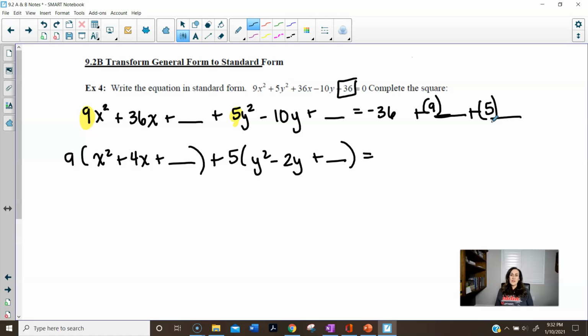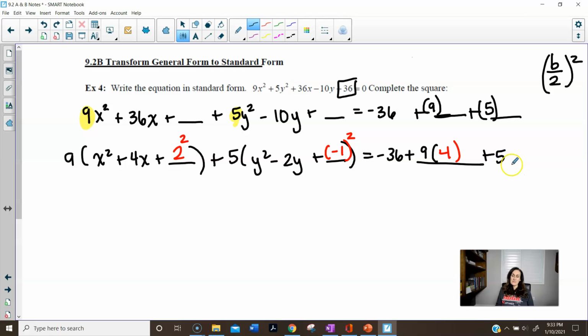All right, so now I'm ready to complete the square, which is take b, divide it by 2, and square it. So 4 divided by 2 is 2, and I'll square it. And negative 2 divided by 2 is negative 1, and I'll square it. And what that's going to equal is negative 36 plus 9 times 2 squared is 4. So 9 times 4 plus 5 times, and negative 1 squared is 1.